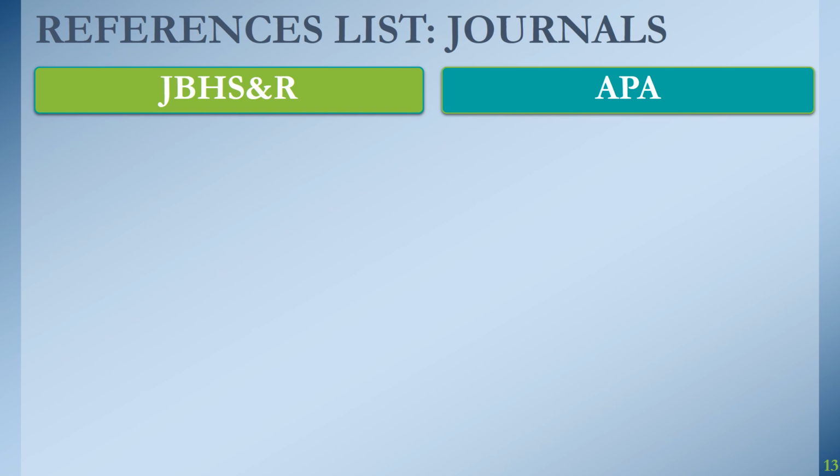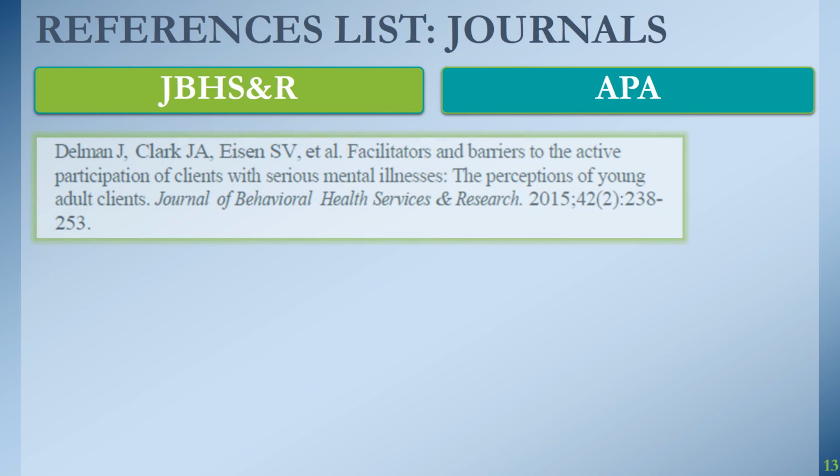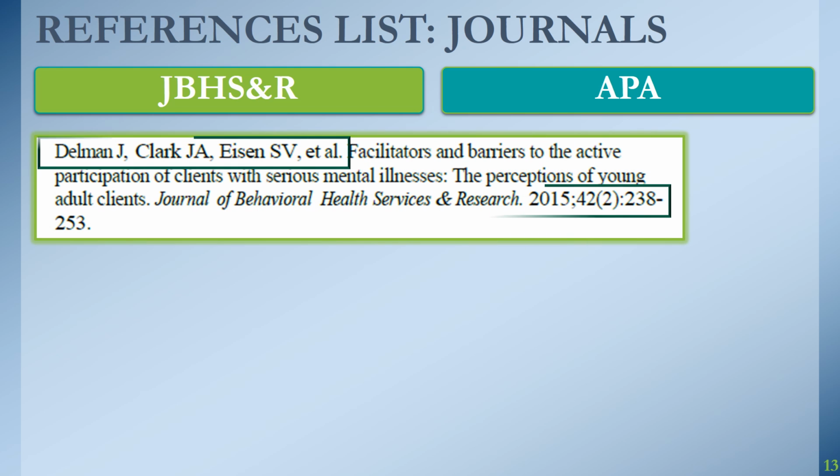Now let's take a look at some examples for how to use the JBHS&R referencing style for journal citations. First, I'm going to bring up our example in JBHS&R referencing style. You can see I've highlighted some of the points discussed on the previous slide. Note the formatting of the author names and the location of the year published.